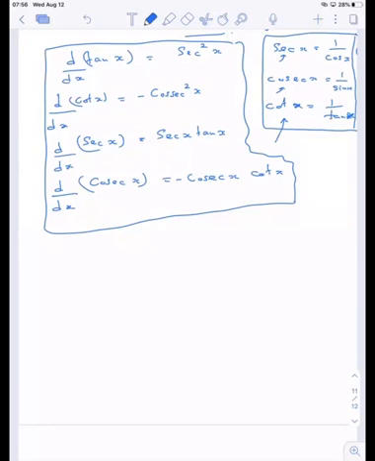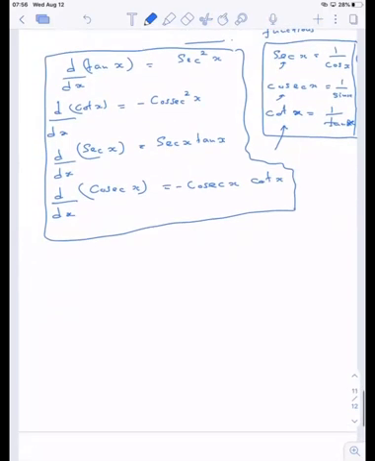Right now, based on these equations, let me have a question for you. A very simple example. Let me take y equal to cosec x plus x tan x. Can you find dy/dx? So I will give you a few minutes to try this.